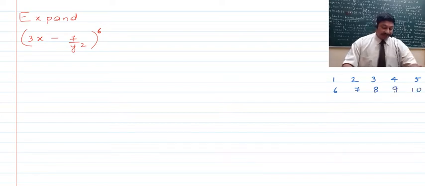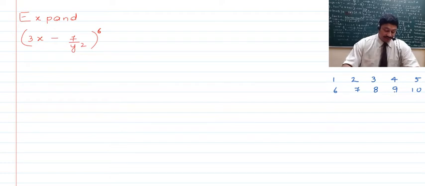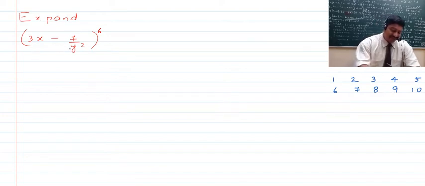Okay guys, now let's discuss the sum. In the question you've been asked to expand 3x minus 7 upon y square whole raised to the power 6, right? So if you talk about this expansion, as we see that this is something like a binomial that we studied, so as such now we will write the formula which explains the expansion of a binomial.